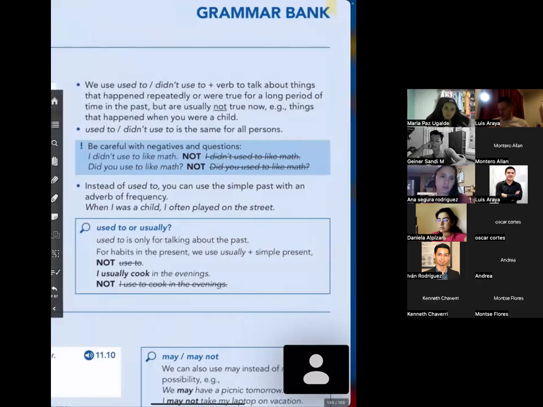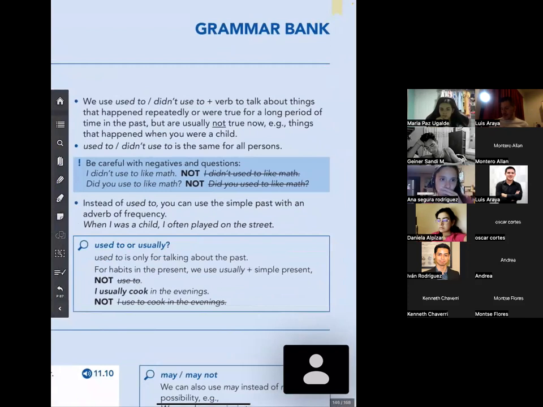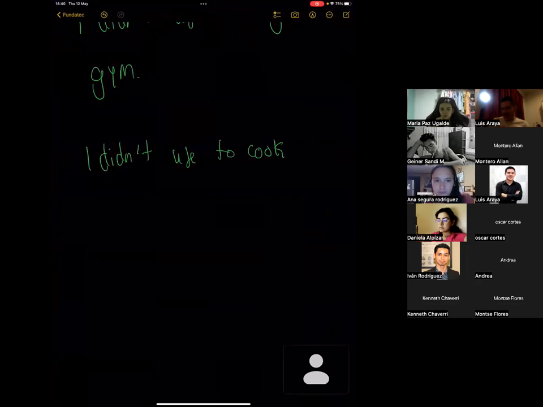Okay, let's look at the examples because we didn't actually finish with that. Be careful with negatives and questions. I didn't used to like math, not I didn't use. That is very important. Just in case, guys, look at this. I said I didn't, and use has no D because I'm using didn't. For example, I used to go to high school, but I didn't use to study English.